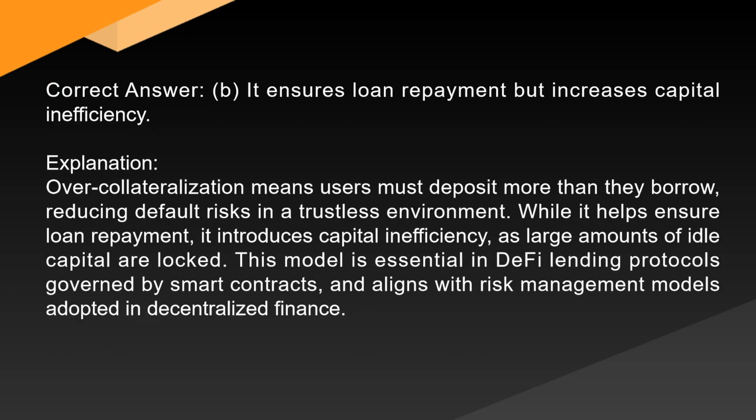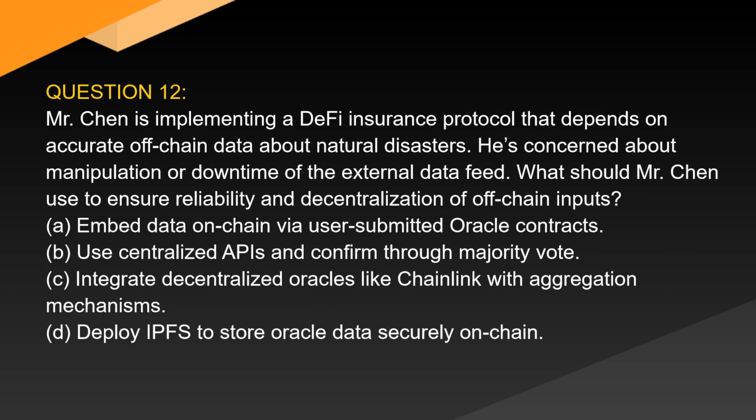Correct answer. B. It ensures loan repayment but increases capital inefficiency. Explanation. Overcollateralization means users must deposit more than they borrow, reducing default risks in a trustless environment. While it helps ensure loan repayment, it introduces capital inefficiency, as large amounts of idle capital are locked. This model is essential in DeFi lending protocols governed by smart contracts and aligns with risk management models adopted in decentralized finance.